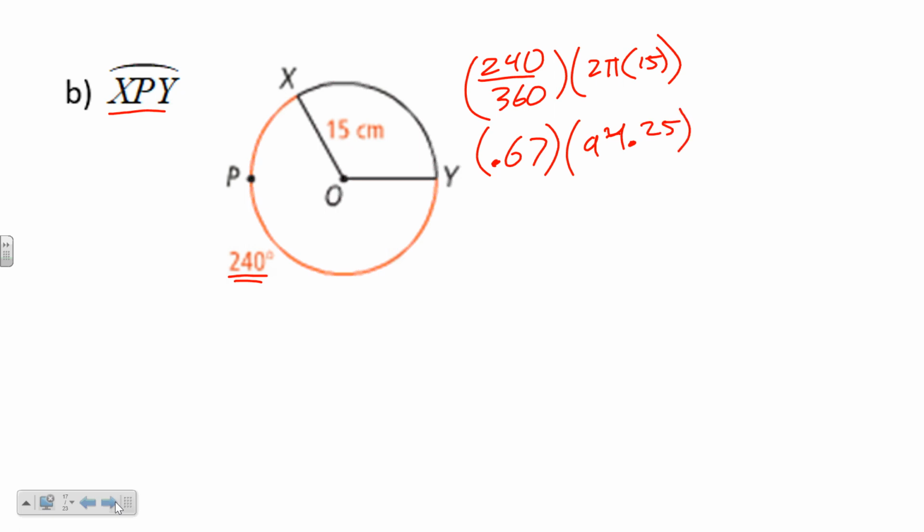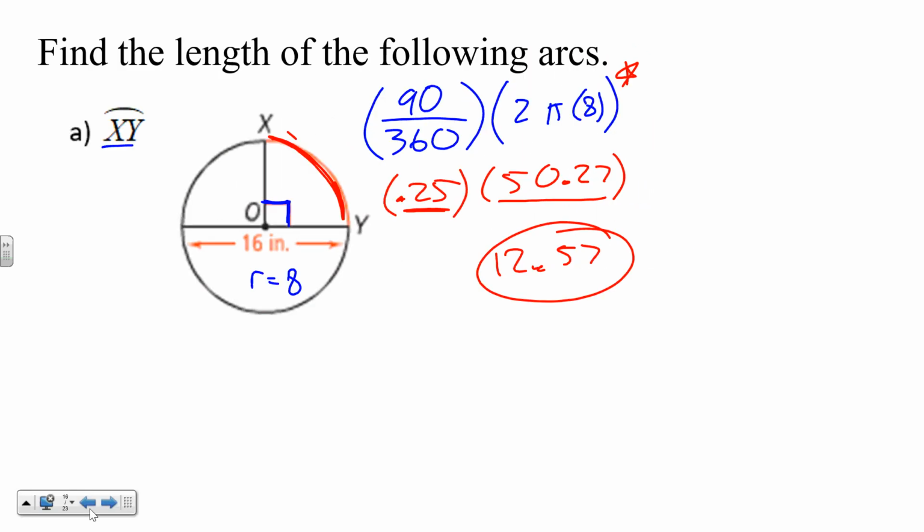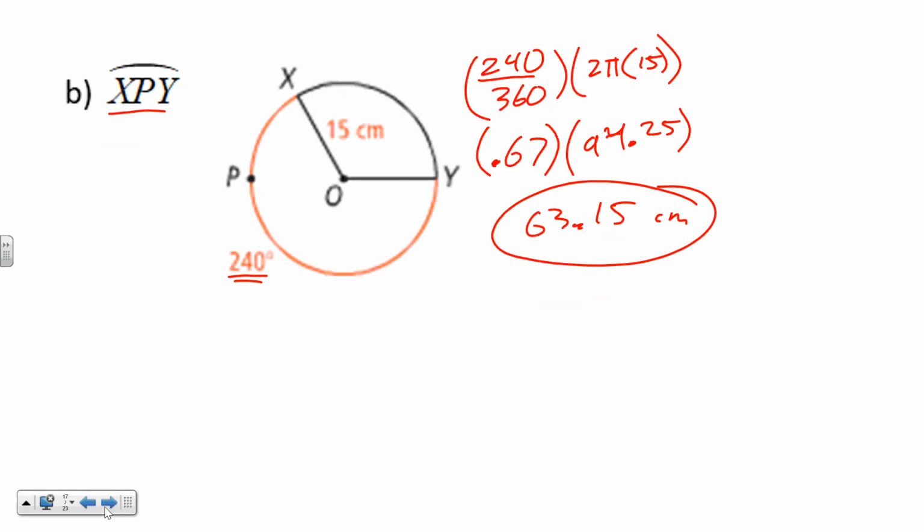94.25. So multiply those together, you end up getting 63.15 roughly. And technically, I should be labeling that centimeters. What was the last one? The last one was inches. So again, it is 0.67 of the whole circle, 2/3 actually, and the whole circle is 94.25. So 67% of 94.25 is 63.15.